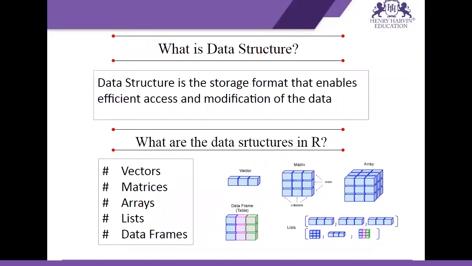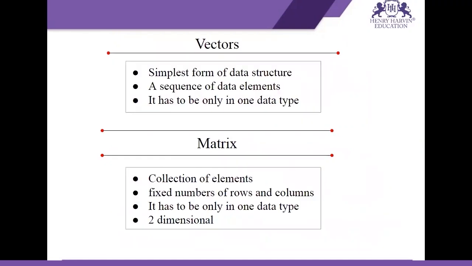Next are data structures. Data structures are very important in any language. A data structure is a storage format that enables efficient access or modification of the data. There are different kinds of data structures that we use in R. First is vector, second is matrices, then arrays, list, and data frames. So let's start with vectors. Vectors are the simplest form of data structures. A vector is a series of data elements combined in the form of a sequence. A vector should be of only one data type, either numeric, integer, character, logical, or complex.